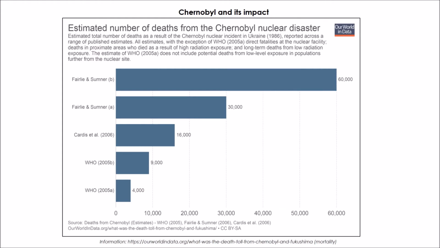This graph shows the estimated number of deaths from the Chernobyl nuclear disaster from various sources. The deaths range from 4,000 to 60,000 due to high radiation exposure.